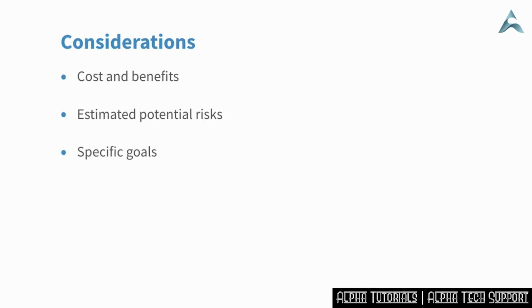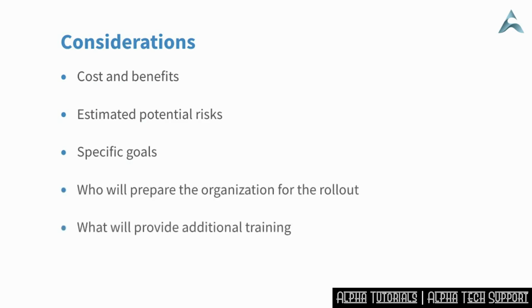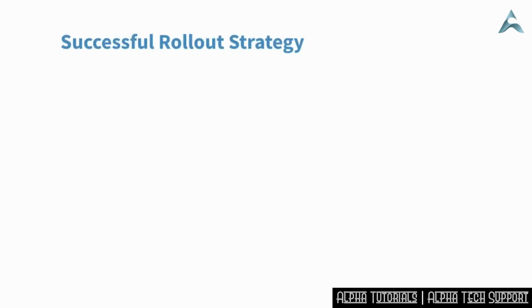The discussion stakeholders should have include weighing the costs and benefits, estimating potential risk, a defined scope, and outlining specific goals. Your organization should also consider identifying Salesforce experts who will implement or even train your users just before and after the rollout. A successful strategy for a rollout should always have defined requirements, a project management plan, and a communication plan.